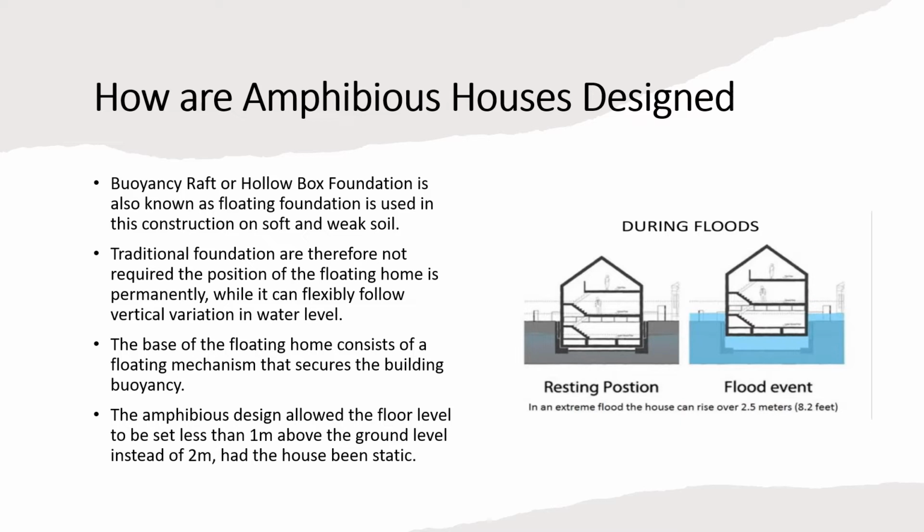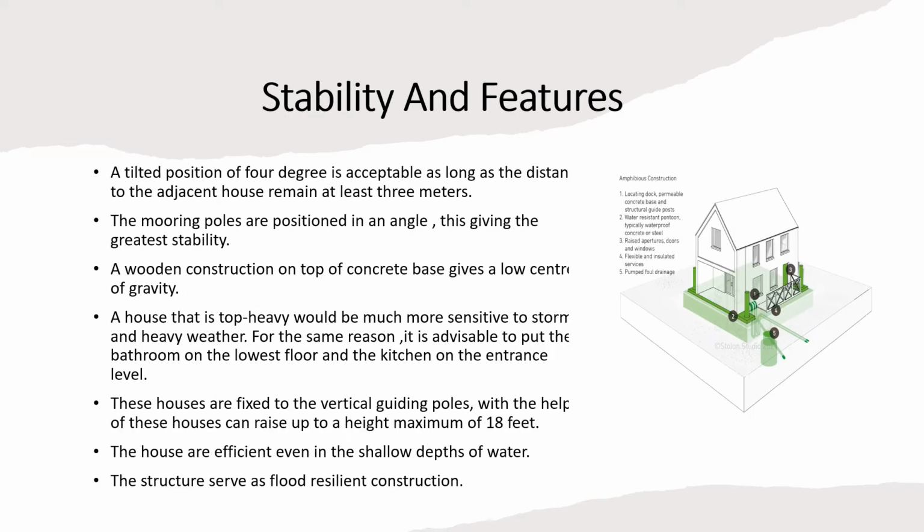If we look at this figure, the first shows the resting position and the second the floating event. Stability and features. A tilt position of 4 degrees is acceptable as long as the distance to the adjacent house remains at least 3 meters. The mooring poles are positioned at an angle, giving the greatest stability. A wooden construction on top of concrete gives a low center of gravity. A house that is top heavy would be much more sensitive to storm and heavy weather.